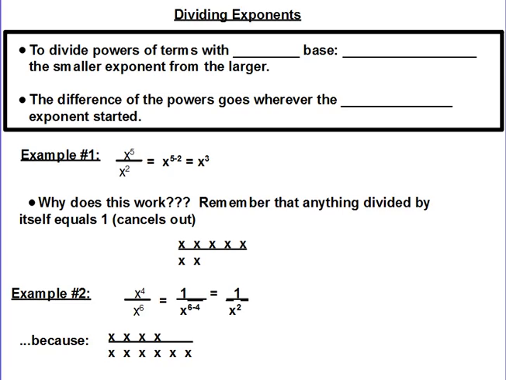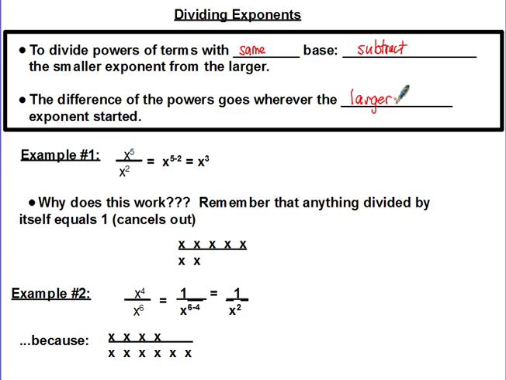So we're only working with bases that are alike at this point. When we divide powers of terms with the same base, you are going to subtract the exponents, the smaller from the larger, to be specific and to be exact. Only if you have the same base can you subtract the smaller exponent from the larger. So the difference of the powers will always go wherever the larger exponent started.